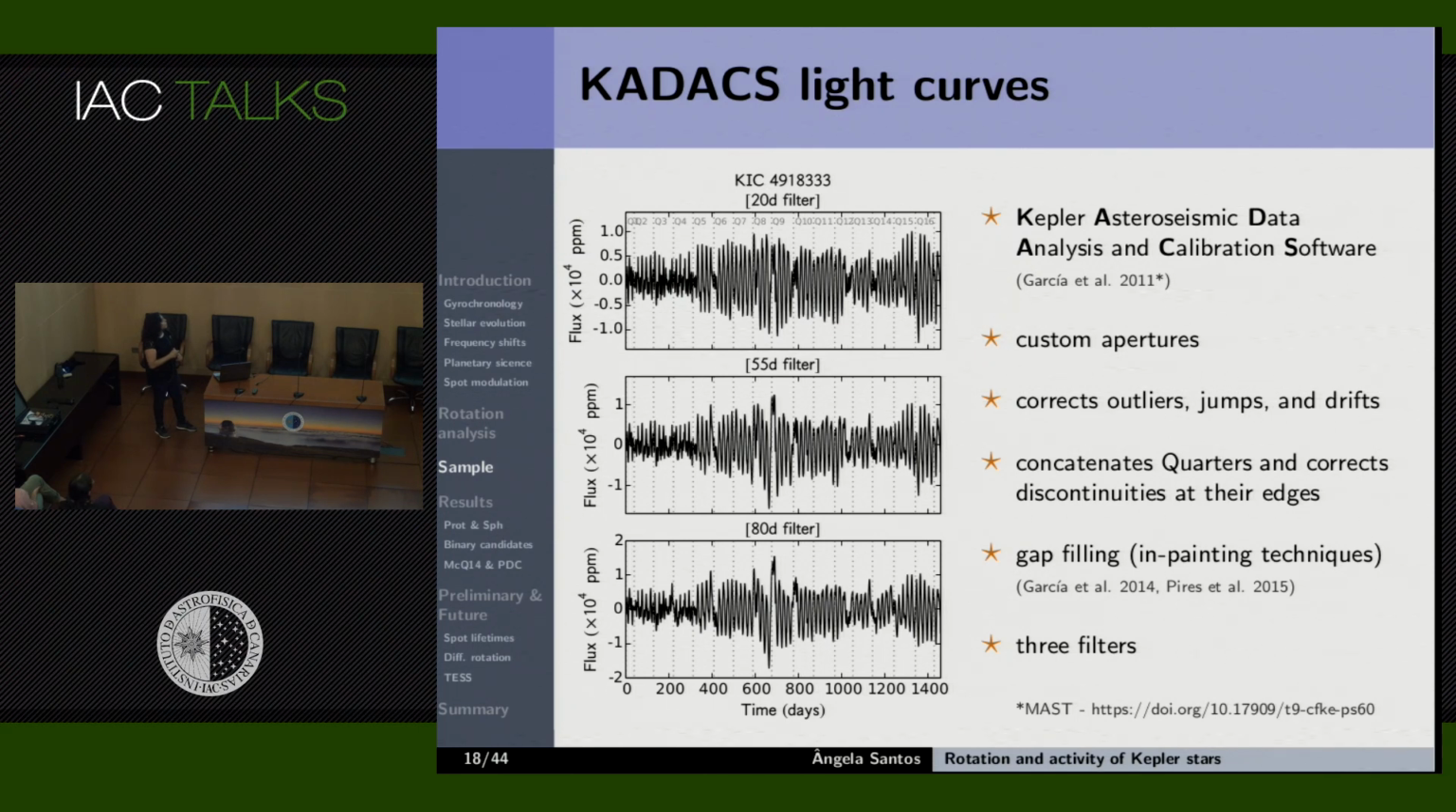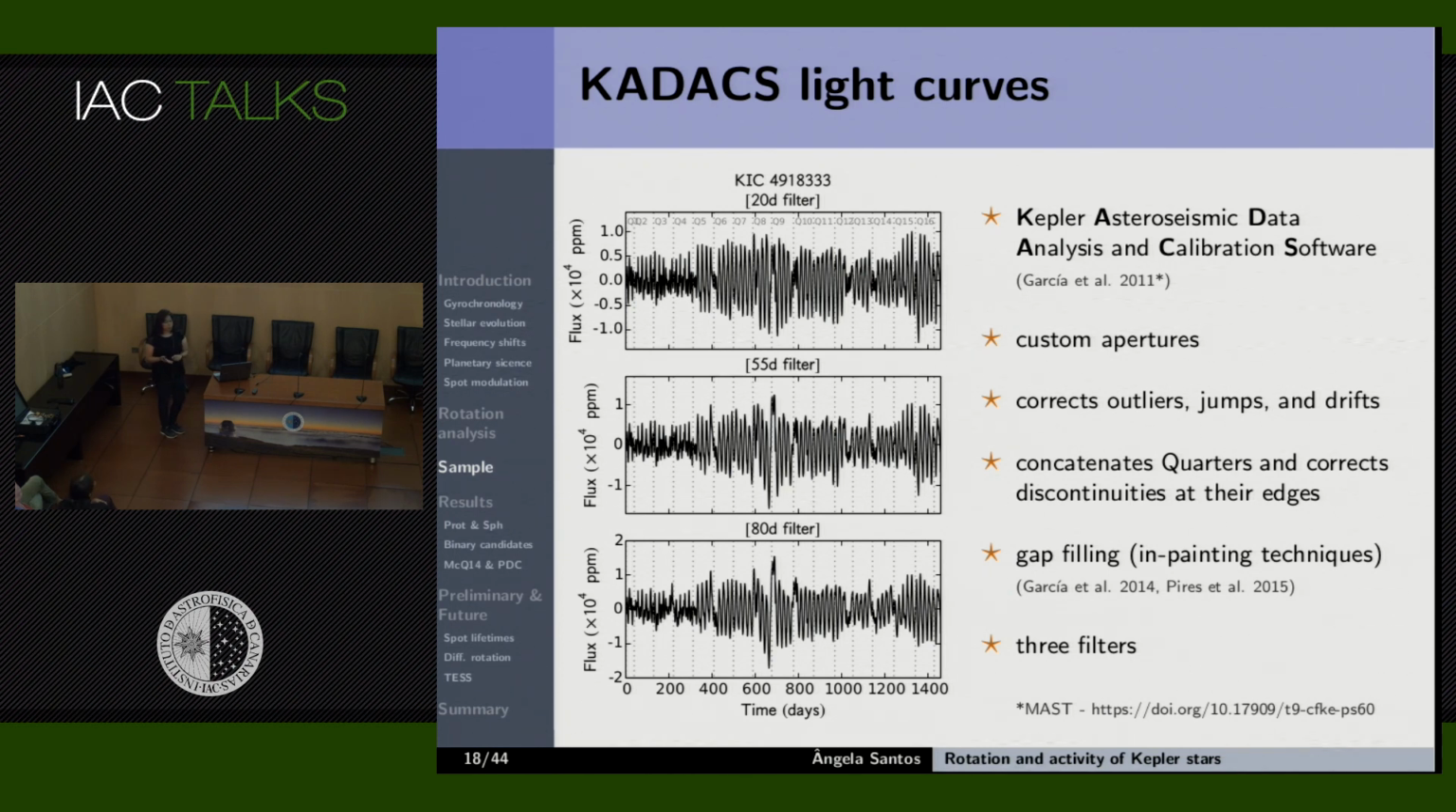This is the meaning of the acronym, but summarizing, these light curves are optimized for seismic studies, and they are also proper for rotation and activity studies. The main difference with the normal light curves is that the apertures are customized, the software corrects for instrumental problems, and also properly stitches together the different quarters, Kepler quarters. The gaps that are smaller than 20 days are filled, so that is also important for some stars.